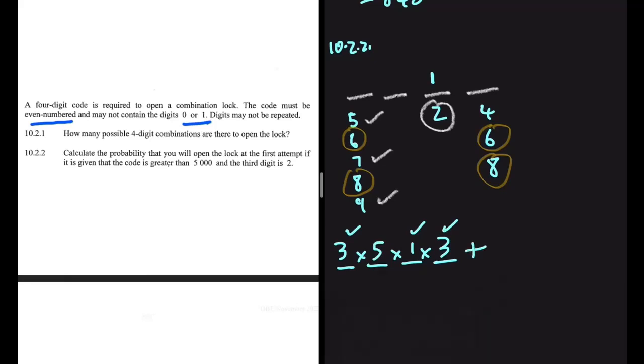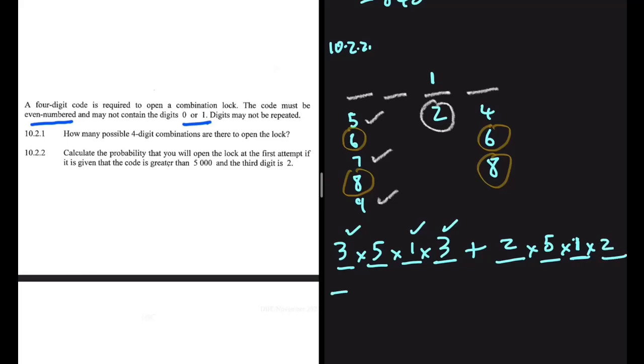Let's look at the case when 6 and 8 occupy the first spot. We have 2 possible digits that can occupy the first spot. On the second spot, we're going to have 5 digits after we have satisfied everything else. On the third spot, we need 2, so that is 1 digit. If 6 or 8 occupies the first spot, then on the last spot we are only going to be left with 2 even digits. Let's say 6 occupied the first spot, then we are left with 4 and 8. If 8 occupies the first spot, we are left with 4 and 6. So we have 2 possible digits that can occupy that last spot.